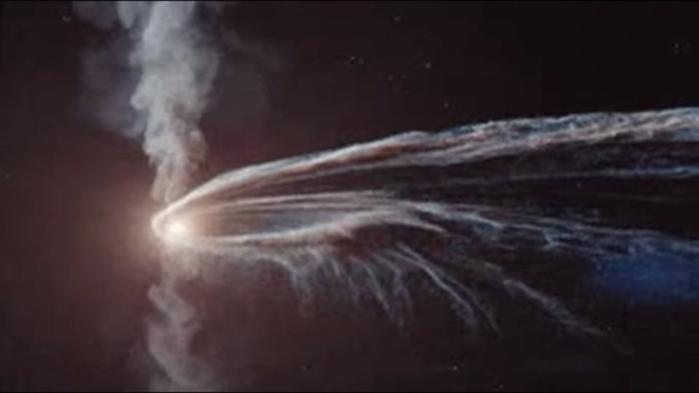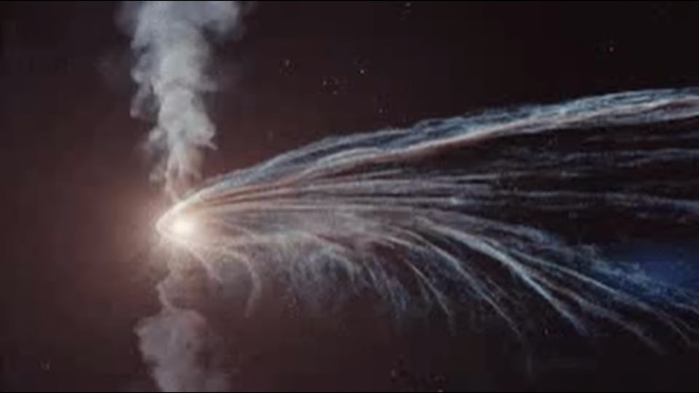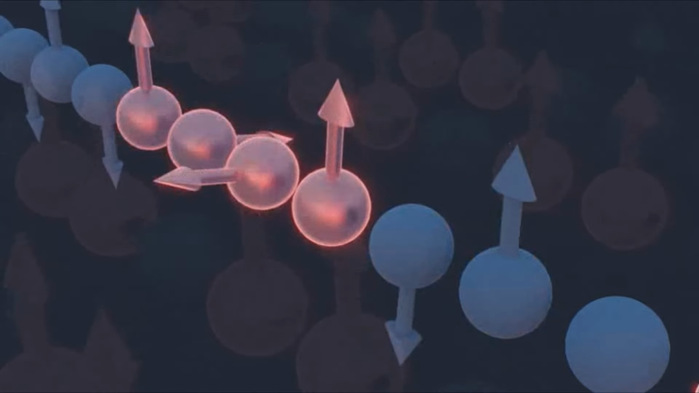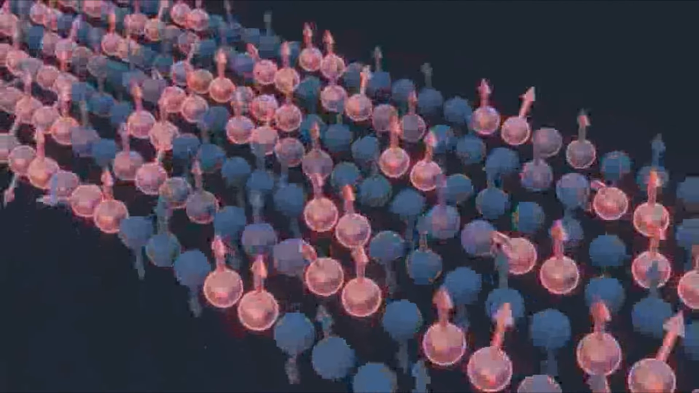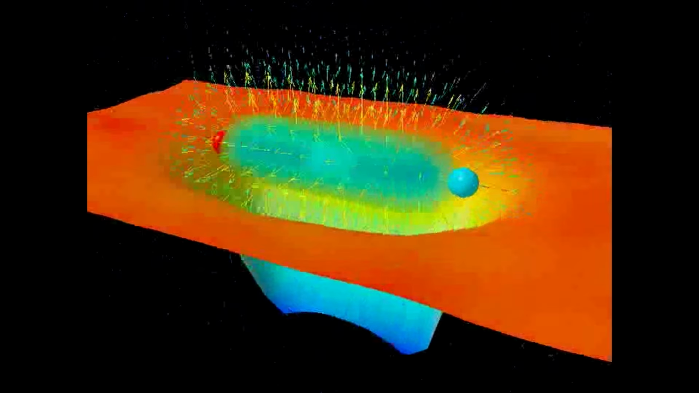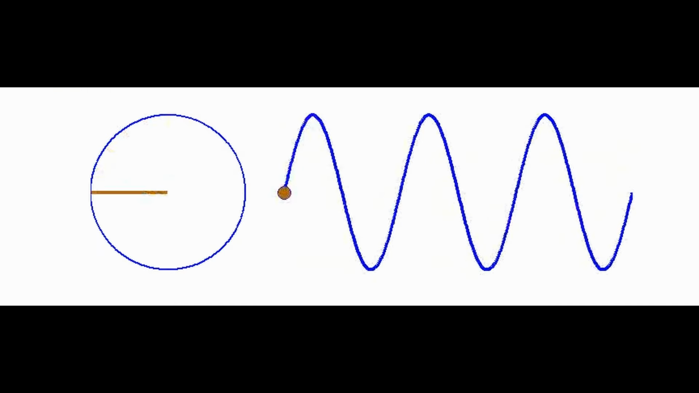3. Impedance matching. The impedance of a medium is given by Z equals the square root of μ over ε. When the impedances of the two media are matched, Z_1 equals Z_2, there is no reflection, and all the wave energy is transmitted into the second medium. This is crucial in designing antireflective coatings and other optical devices.